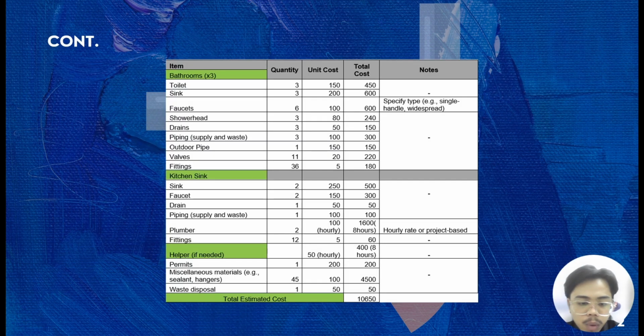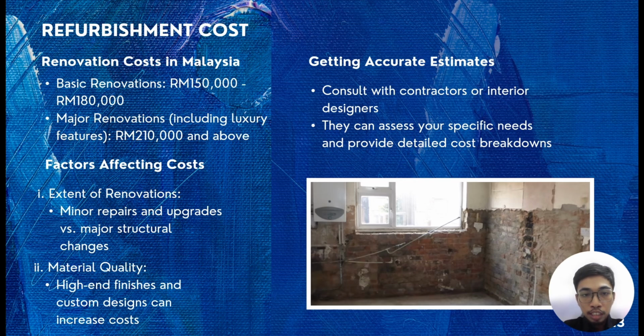The table outlines the estimated cost for refurbishing a plumbing system in a bungalow, including work on 3 bathrooms and a kitchen sink. It covers essential items like a toilet, sink, piping, valve, along with a labor cost for plumber and helper. Additional expenses include permits, miscellaneous material like sealants and hanger, and waste disposal. The total estimated cost for the plumbing refurbishment is RM10,650.